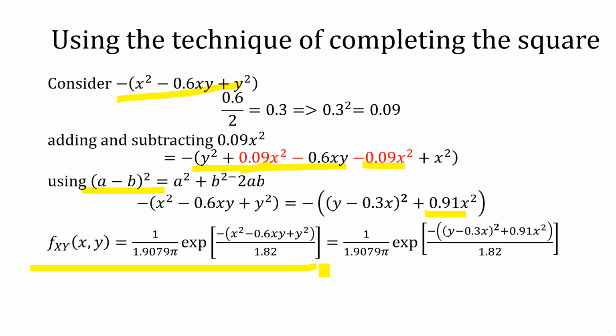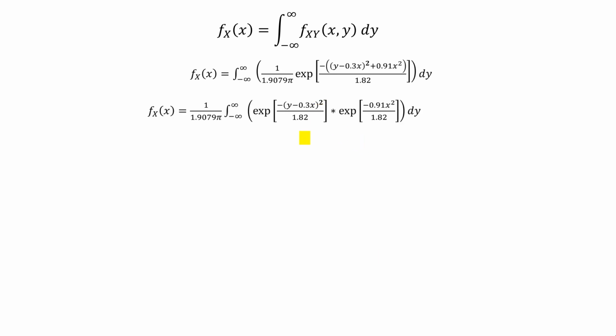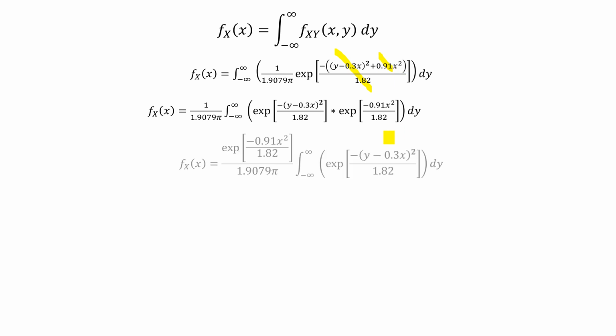So the given PDF can also be written in this format. While calculating fx of x, we know this formula. Substitute the value and use the e to the power a plus b formula. It can be written as e to the power a into e to the power b. Before that, divide this 1.82 into these two terms, and it is being integrated with respect to y, so the x terms are constant. Take them outside. Only this is remaining.